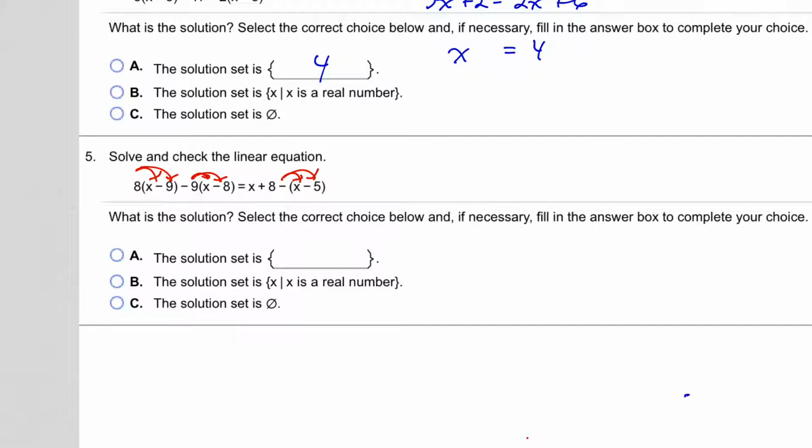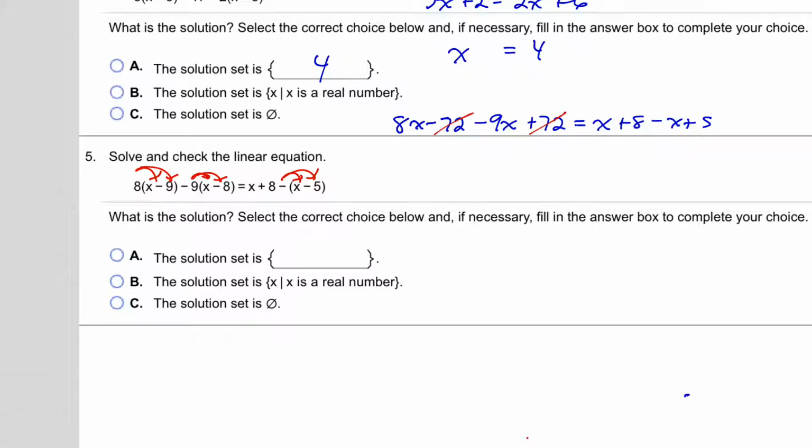Clear the parentheses first. So we have 8x minus 72 minus 9x plus 72 equals x plus 8 minus x plus 5. Okay, and then we're going to combine like terms.